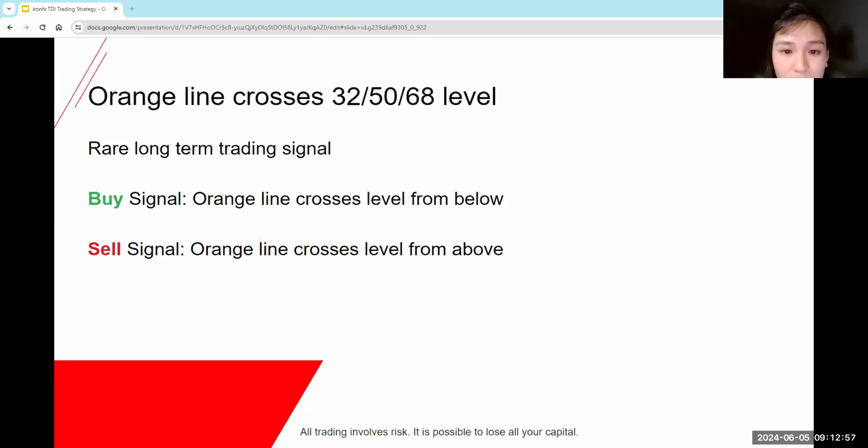Okay, we have a question. What are the parameters for RSI, Bollinger Bands, and moving average? Yeah, I'll get into that in a little bit. So, let me just finish this slide first.